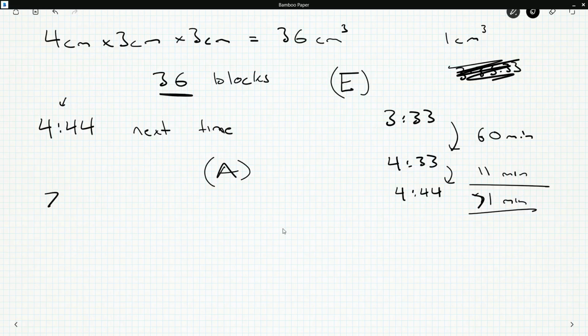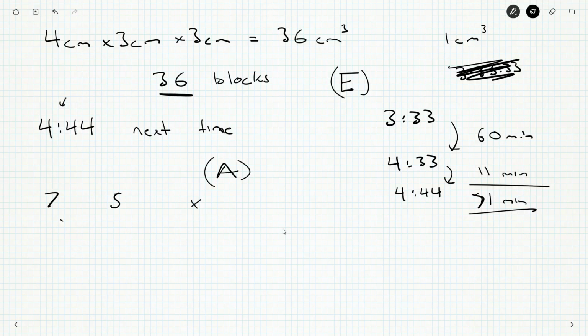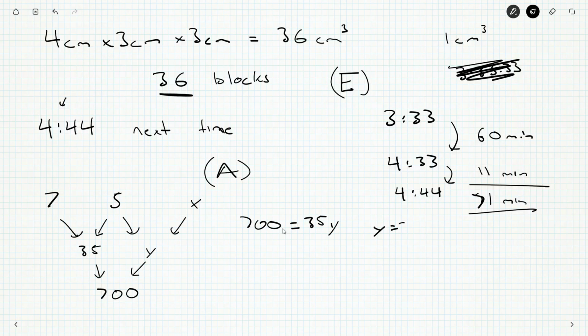Well, we'll copy this down. You could, for example, copy this down in full, and then you could say something like, well, 700 must be 35 times y, and then I can figure out what y is. Y is going to have to be 20. And then I know that y should be 5 times x. So 5 times x is 20, and you can say x is 4. That's a way to do the question.